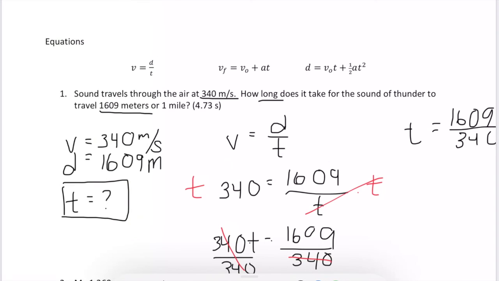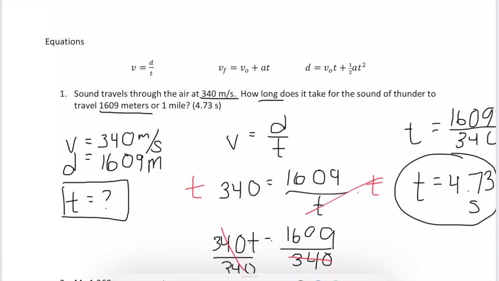Okay. So t is equal to 4.73. Time is measured in seconds, and I'm going to put a circle around this so as teacher, it's easy for me to find. But there is a step 4, right?